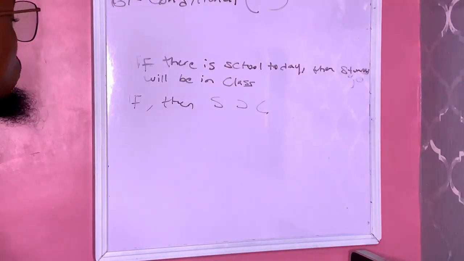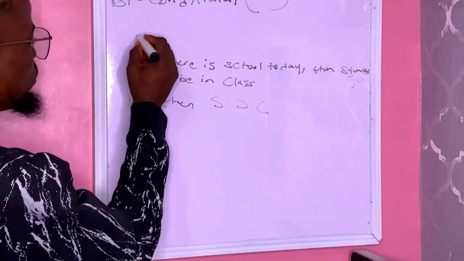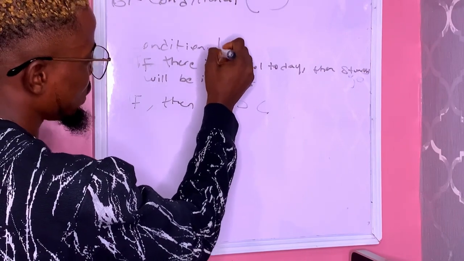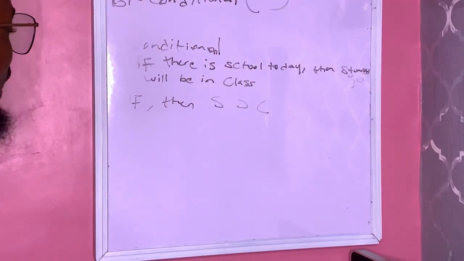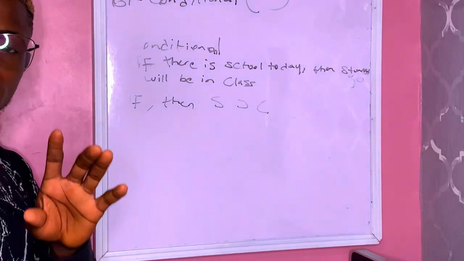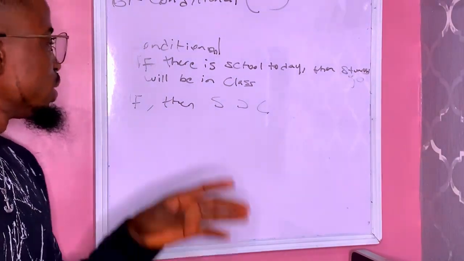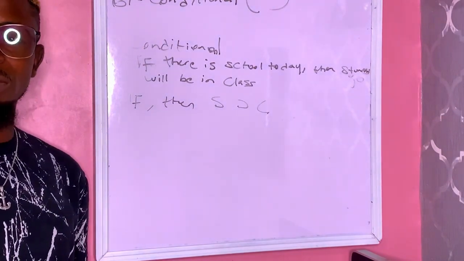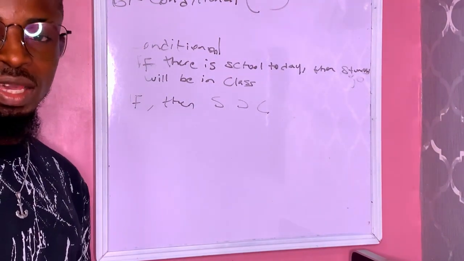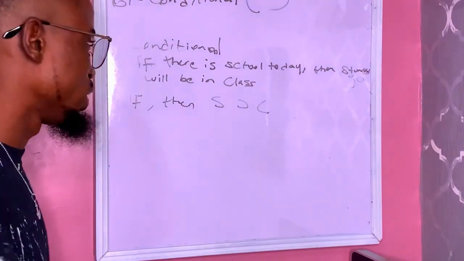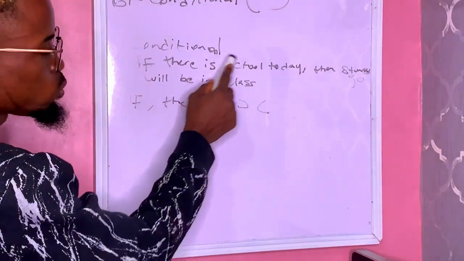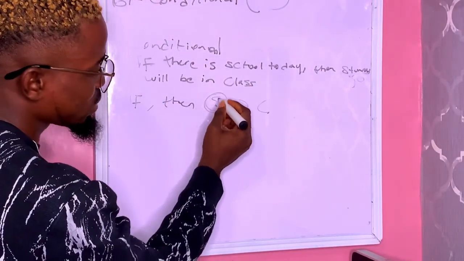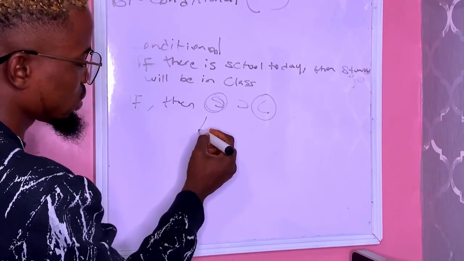Now, I'm just trying to remind us something about conditional statements. I'm not talking about biconditional yet. In conditional statements, we have what we call antecedent and consequent. Any word that is coming immediately after if is our antecedent. Then the other one is our consequent. In this statement, if there is school today, then students will be in class, there is school today is our antecedent. Students will be in class is our consequent.